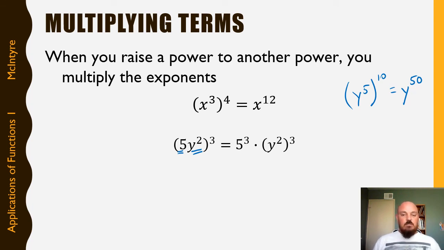Now for the final answer, 5 to the 3rd power is 5 times 5 times 5, which comes out to 125. And y squared to the 3rd power, you use our trick, you multiply the exponents again. 2 times 3 is 6. So there's 3 different examples. We have the one with the x, the one with the y, and then the one with the 5y squared, where you have both a coefficient and a variable. And again, that's just something that shows up in the assignment. Our main goal for today is multiplying terms, but you will see this once or twice in the activity.